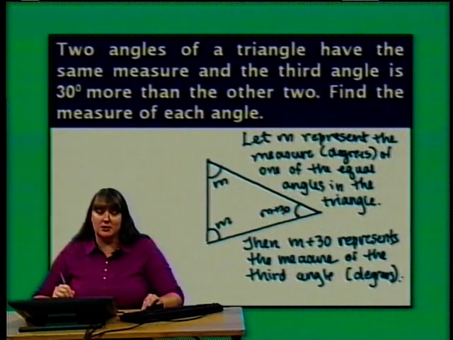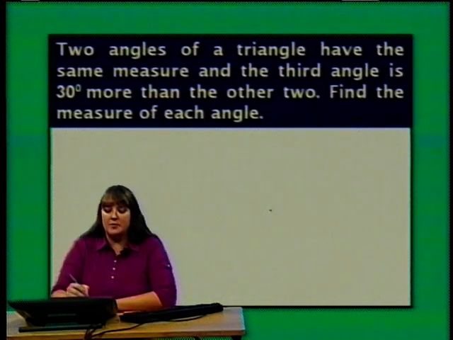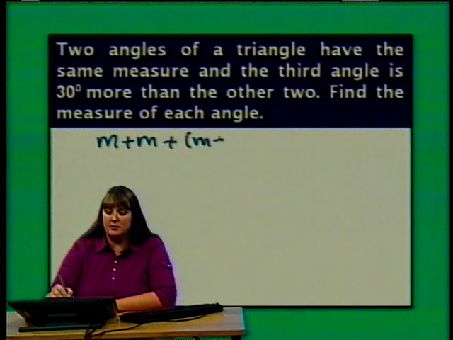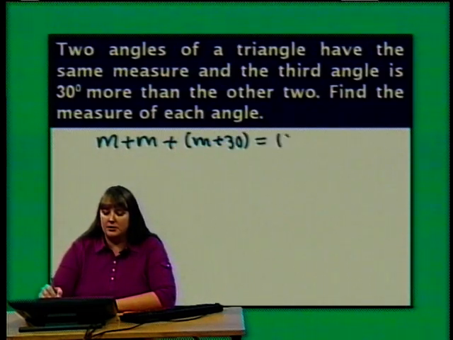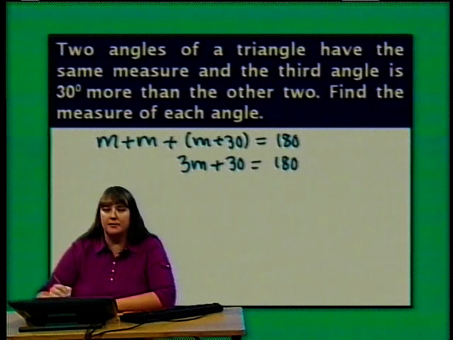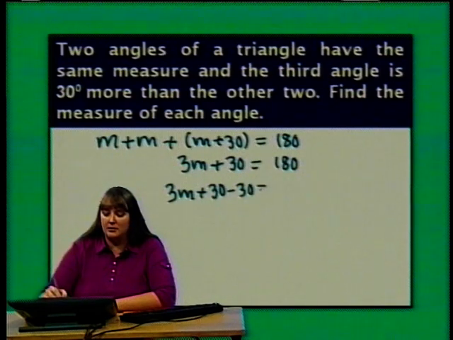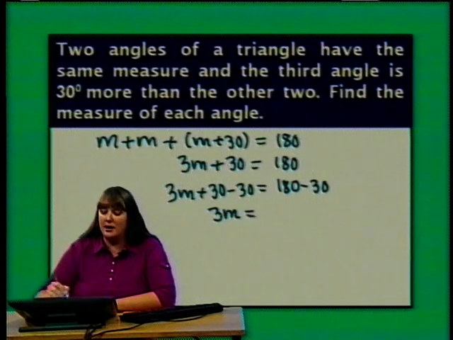Now I want to write an equation. Again, I'm going to use the fact that the sum of the measures of the three angles should be 180 degrees. So I'm going to add m, m, and m plus 30. So my equation is m plus m plus m plus 30 equals 180. Combining my like terms, I have 3m plus 30 equals 180. Now I'm going to subtract 30 from both sides of my equation, which gives me 3m equals 150.